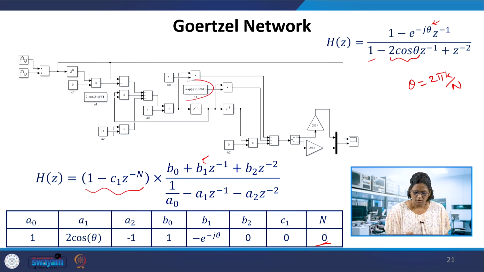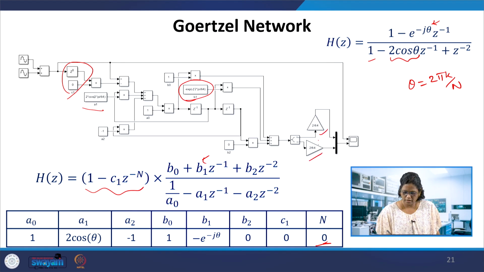So we have this b1 made as e power minus j theta, j 2 pi k by n, where k we have taken as 1, and n is 64, considered for this because of this input signal. The input signal has DC, fundamental and second harmonic. So the feedforward filter coefficients are made 0, and 2 cos theta, 2 cos 2 pi k by n, k is 1 here, n is considered to be 64 to extract.